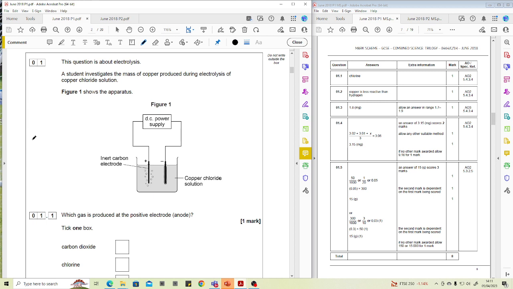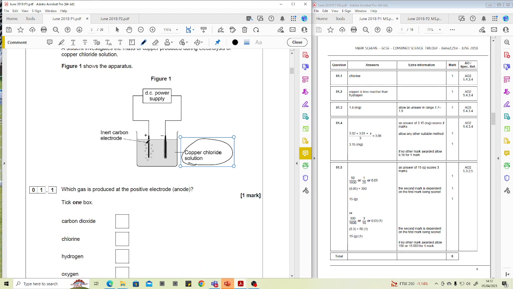Question 1. We've got a question about electrolysis, and it investigates the mass of copper produced during electrolysis of copper chloride solution. So here's our electrolyte, and here is a carbon electrode and also another electrode which it doesn't say what it is. So which gas is produced at the positive electrode? What gas is it?